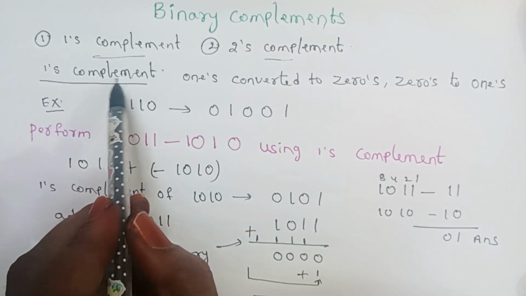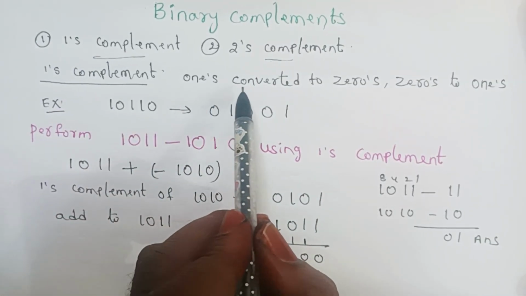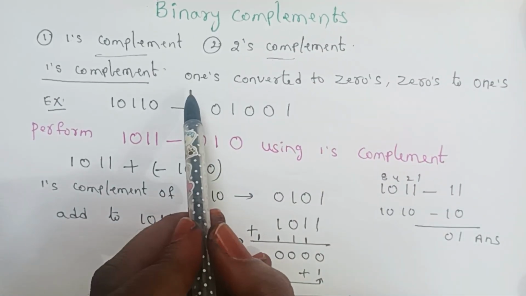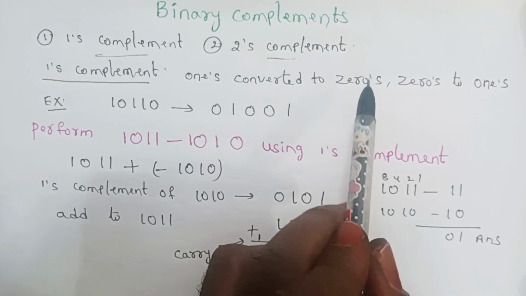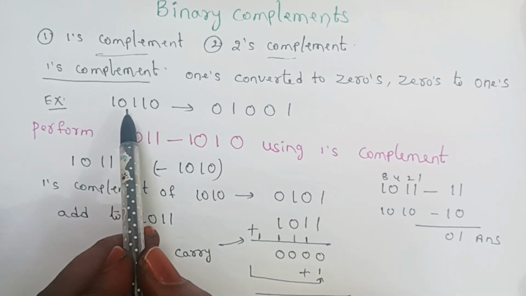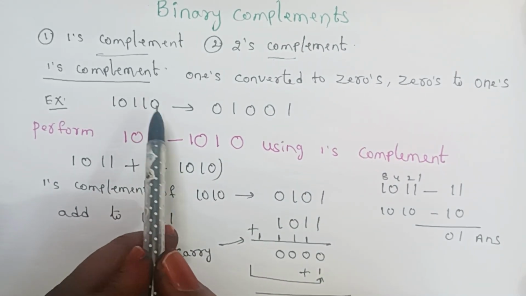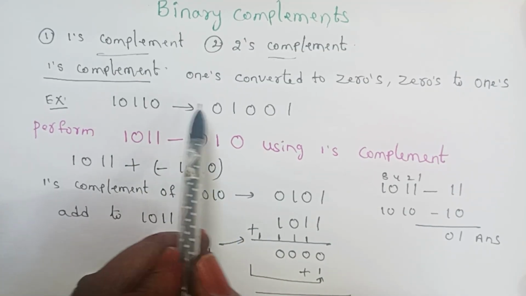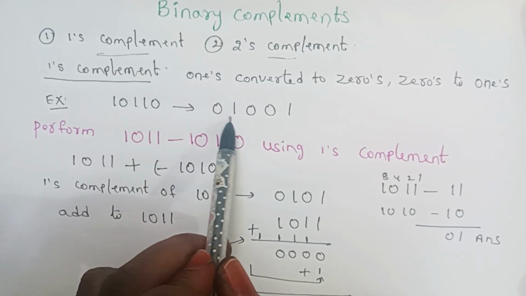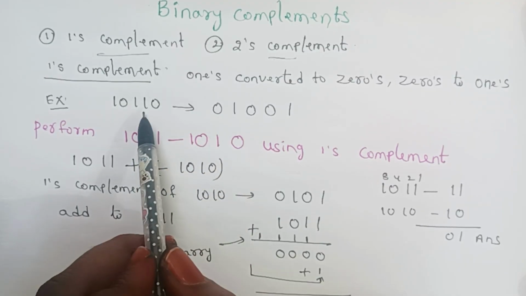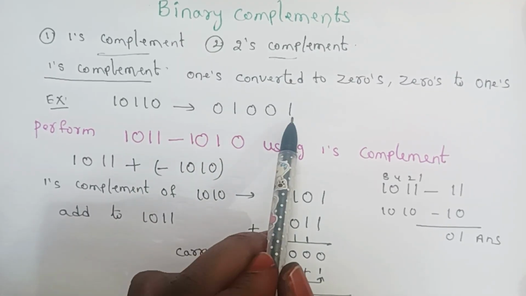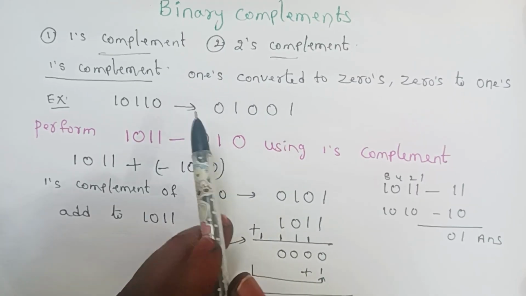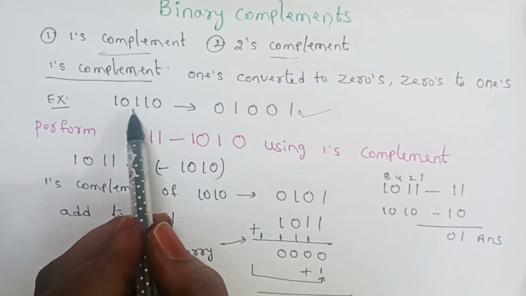1's complement is nothing but all 1's converted into zeros and all zeros converted into 1's. For example, find the 1's complement of 1 0 1 1 0. 1 is written as 0, 0 is written as 1, 1 as 0, 1 as 0, 0 as 1. This is the 1's complement of 1 0 1 1 0.